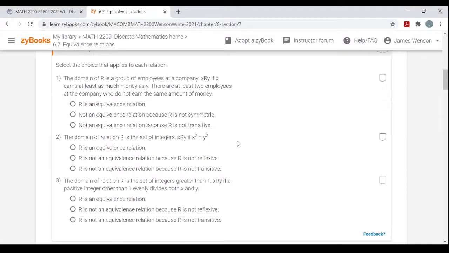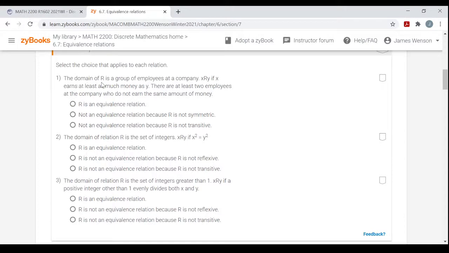All right. So here, again, you just got to run through the three properties. Is the relation they're describing reflexive, symmetric, and transitive? It's got to be all three to be an equivalence relation. If any one of those fails, then it's not an equivalence relation. Okay, so here we're asked to select the choice that applies.